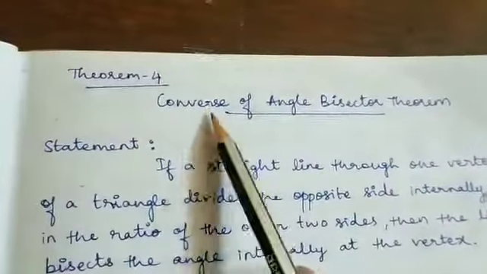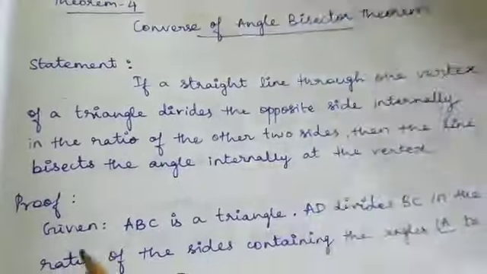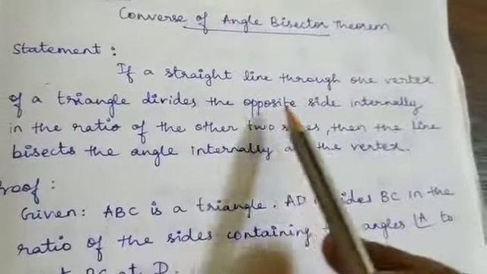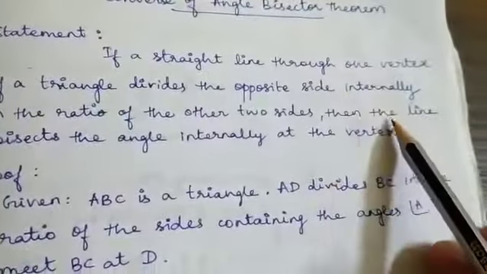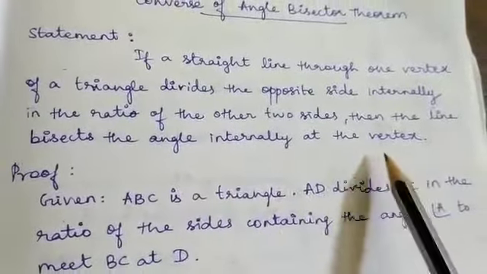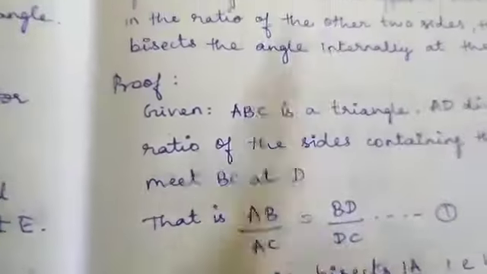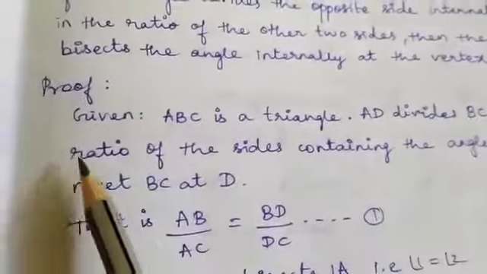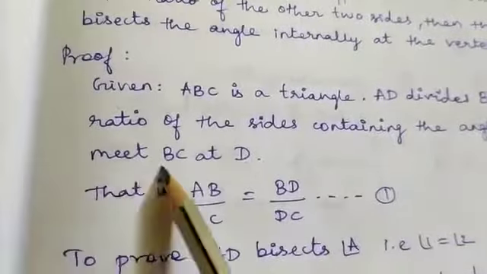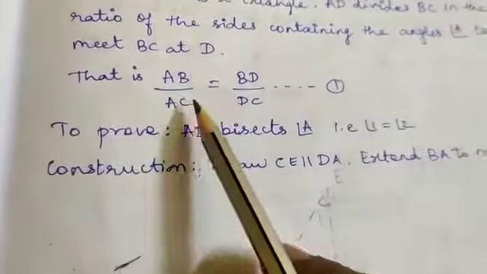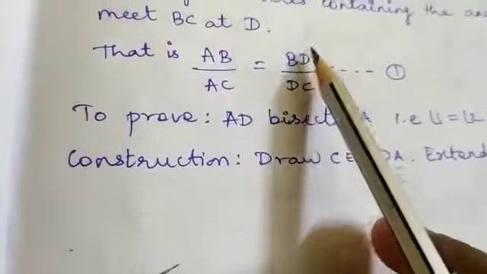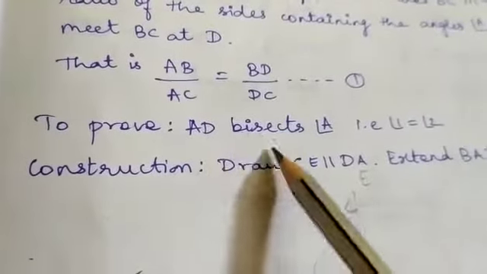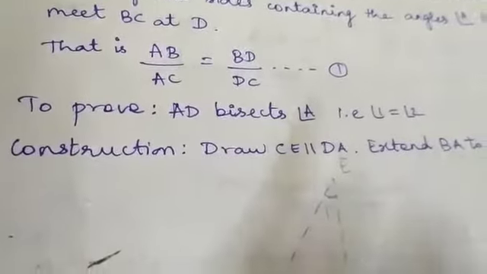So our theorem number 4 is the converse of the angle bisector theorem, just the opposite. Our statement is: if a straight line through one vertex of a triangle divides the opposite side internally in the ratio of the other two sides, then the line bisects the angle internally at the vertex. Our proof is given: ABC is a triangle, and AD divides BC in the ratio of the sides containing the angle A to meet BC at D. That is AB by AC equal to BD by DC, which is our first equation. To prove: AD bisects angle A, that is 1 equal to 2.